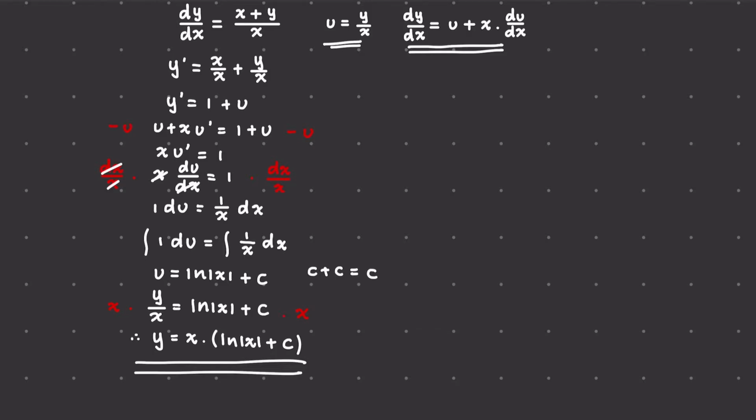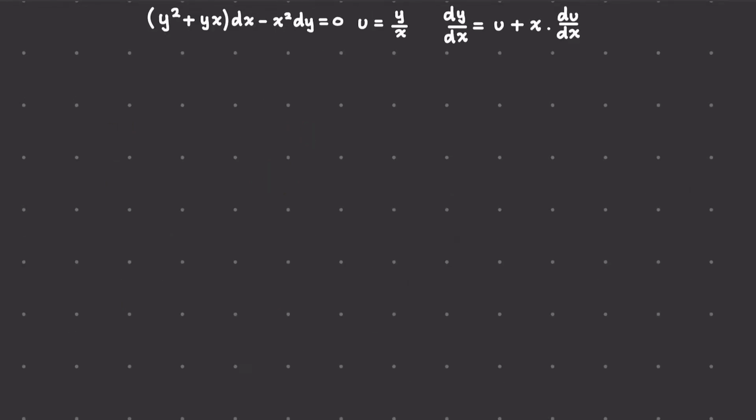Hi everyone, so this is our second example for today's first order differential equation by substitutions. We've got here y squared plus y times x times dx minus x squared times dy equals 0, and we're still going to use the same exact substitution variable as in the previous example, which is u.